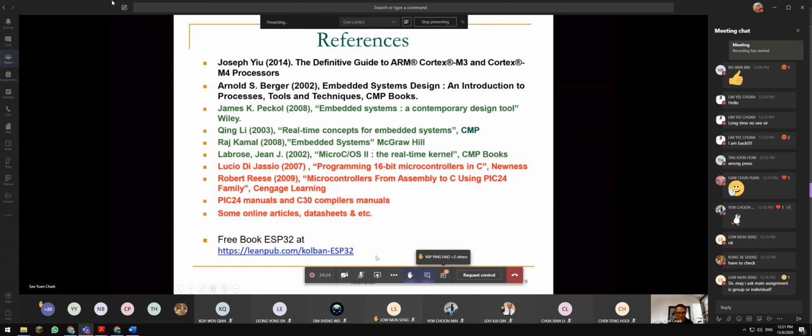For example, for ESP32, you can get a lot of free books from the website. Okay, from a different website. Okay, so let's move on.